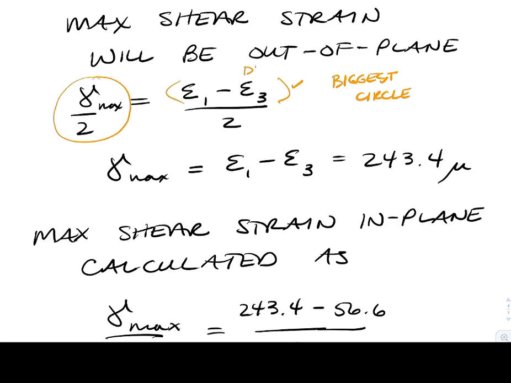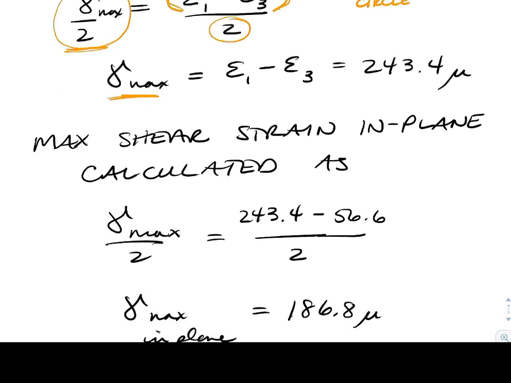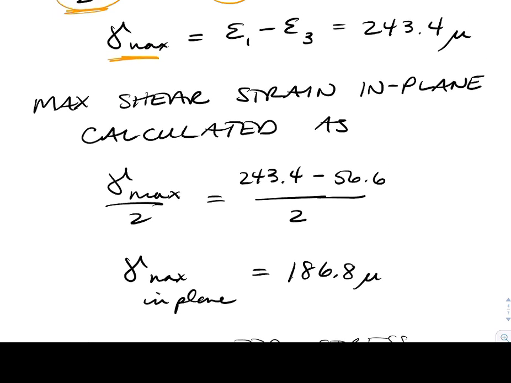All right, this is the diameter of the biggest circle, epsilon 1 minus epsilon 3. We're going to divide by 2 to get the radius. And gamma max over 2 is where it sits on the Mohr circle. So gamma max is equal to epsilon 1 minus epsilon 3, or 243.4.